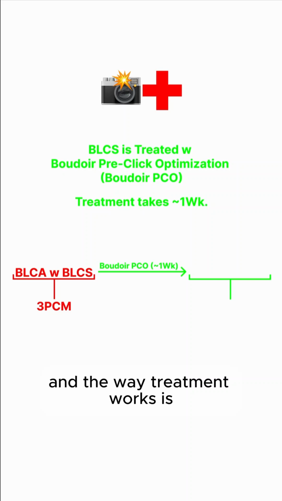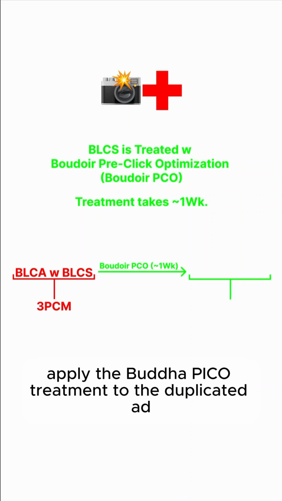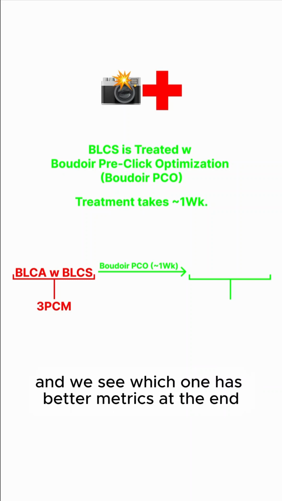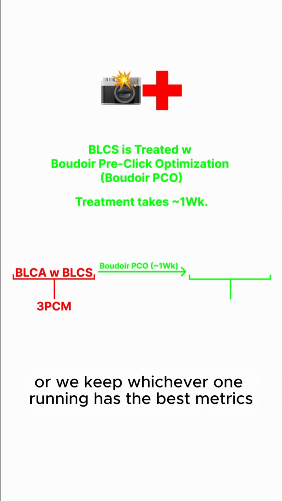And the way treatment works is we duplicate the original ad, leave the original ad as it is. We apply the Boudoir Pico treatment to the duplicated ad, leaving the original untouched. And we run them both in parallel and we see which one has better metrics at the end. On average, it takes about a week. And after that, we keep whichever one has the best metrics running.